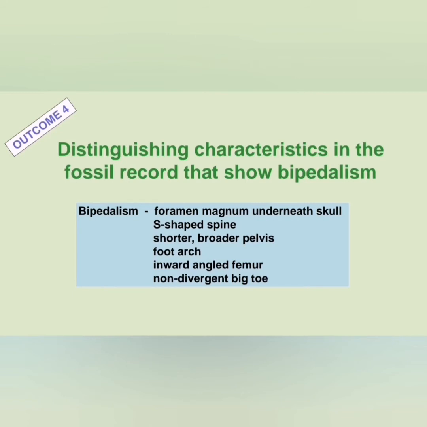Now, probably one of the most important bits of evidence that distinguishes humans from apes is the presence of bipedalism. We already said that bipedalism is walking upright on 2 feet. The criteria listed here, all 6 of them, are important features of a skeleton. If we look at the skeleton, it will show whether this organism was walking upright. Let's look at them individually.